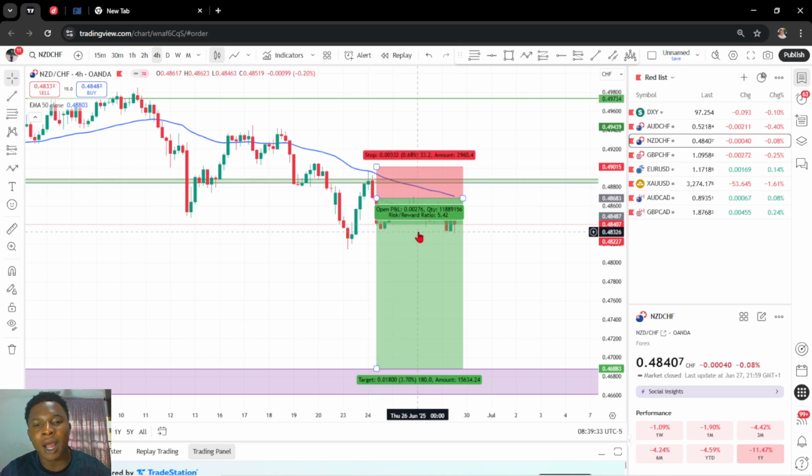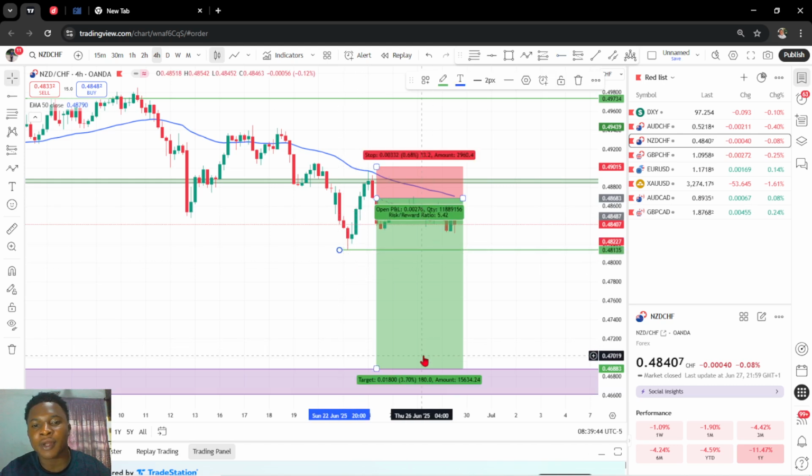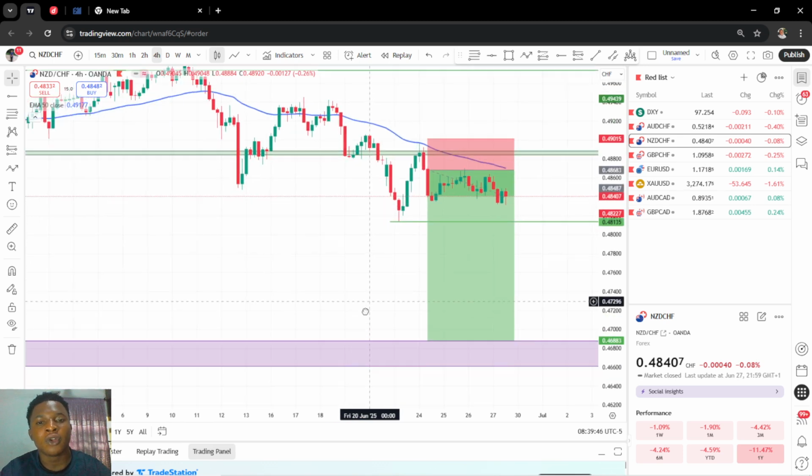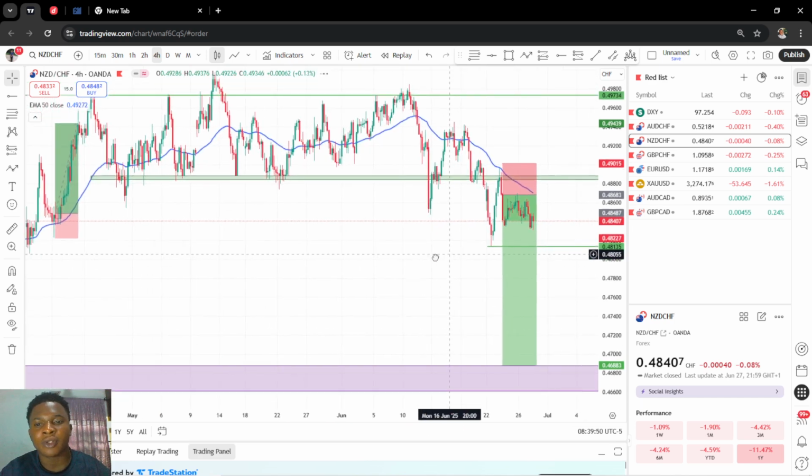Then you enter and hold it, use it as your first level target, then down here is your final level target. So on NZDCHF, you know, the trade is still active.